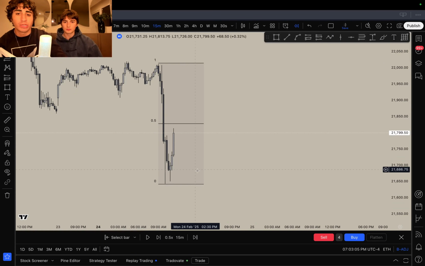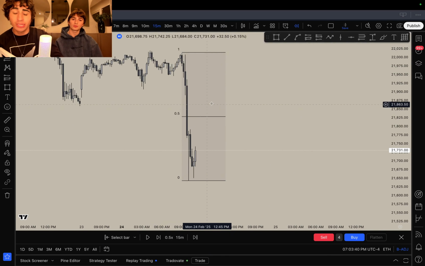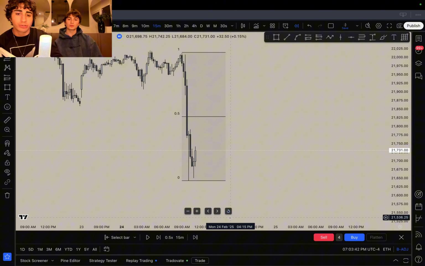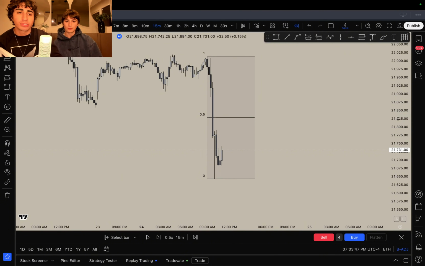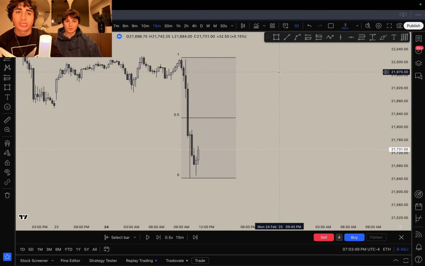Now that that swing low is put in place, we want to see price trade into premium of this range before entering into any sort of shorts, right? We want to see price get rebalanced, and then we want to see that lower time frame confirmation get out of this to then enter a short.